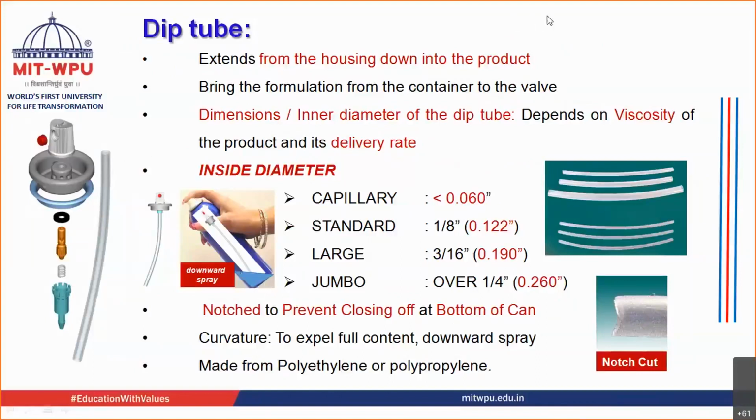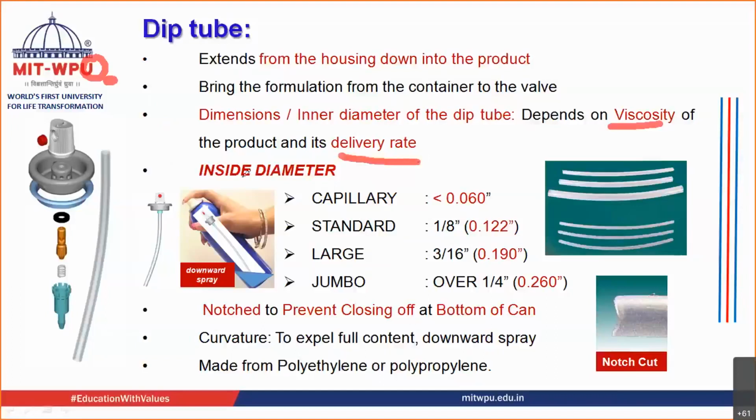It helps you to bring the formulation that is present over here, the actuator, to the wall. So to the top part of your wall, the formulation is brought from the container with the help of this dip tube, to the actuator. Now the dimension, or you can say the inner diameter, of this dip tube depends, as I told you earlier, upon the viscosity of the product, and also the delivery rate that is required.